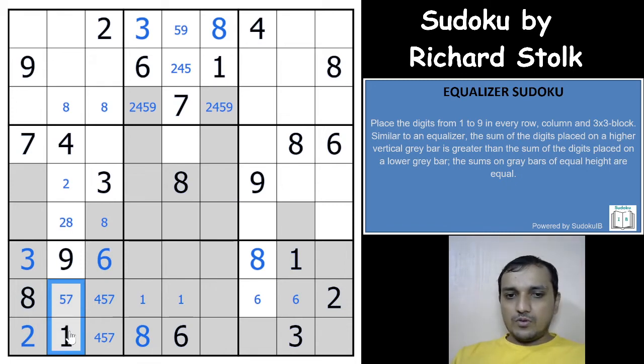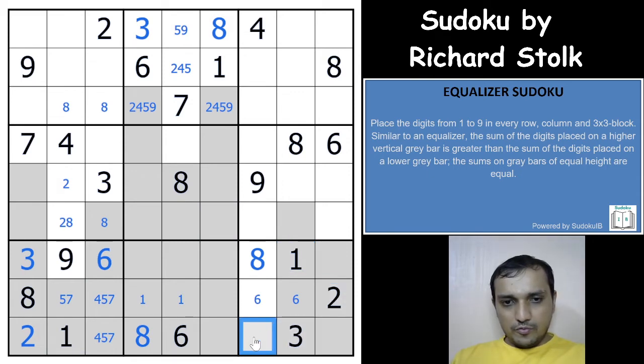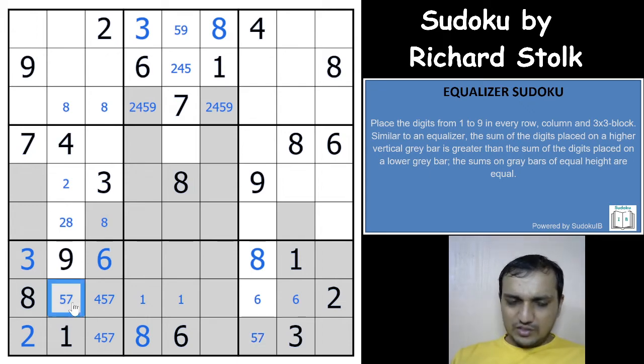So what are the possible digits here? 1, 2, 3. You can have 4. 4 is not possible. 5 and 7 here. Oh, only 5 and 7 here. So if you have a 7 here, you will need to have a 7 here. If you have a 5 here, you can have anything, 5 or 7. Okay, not looking for it now.